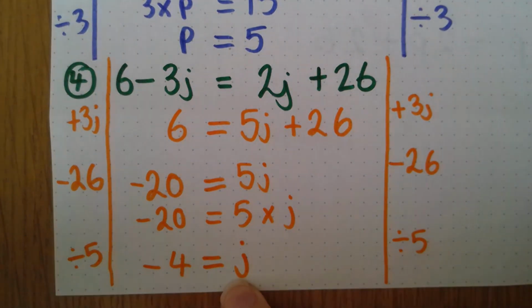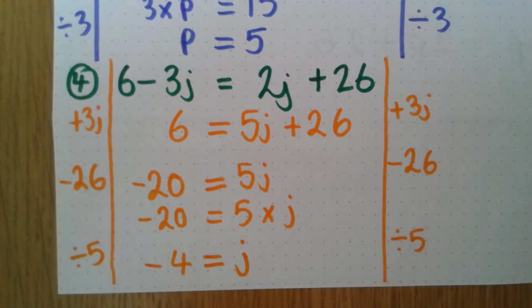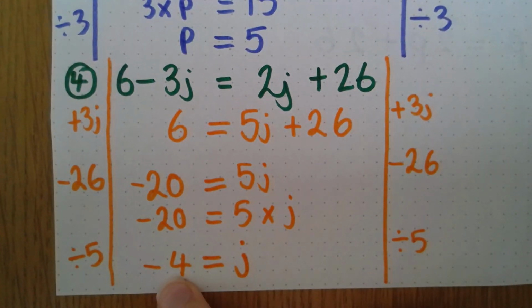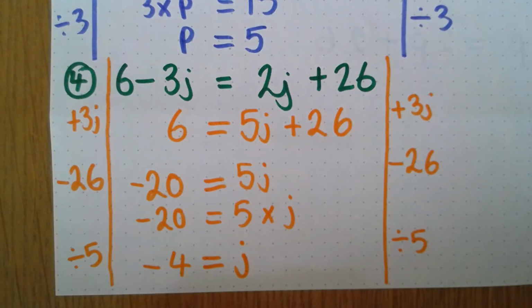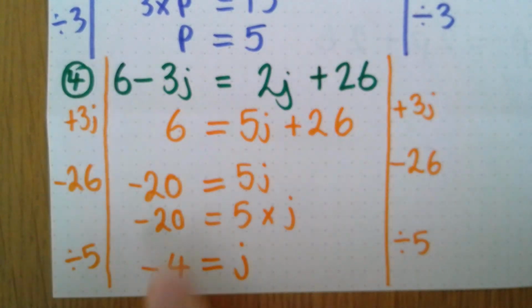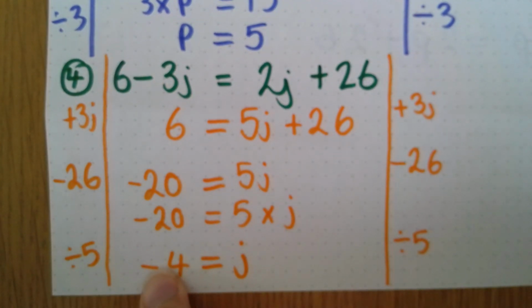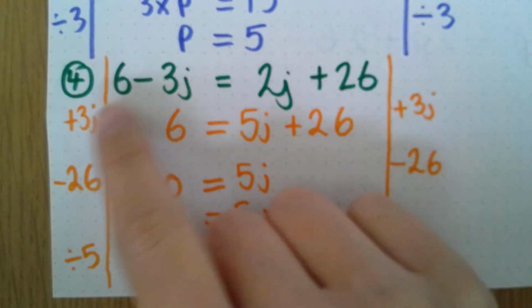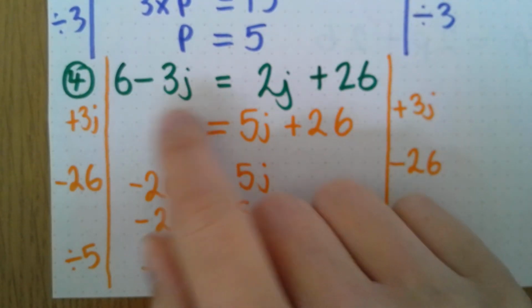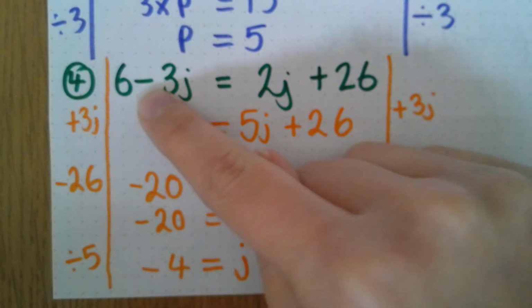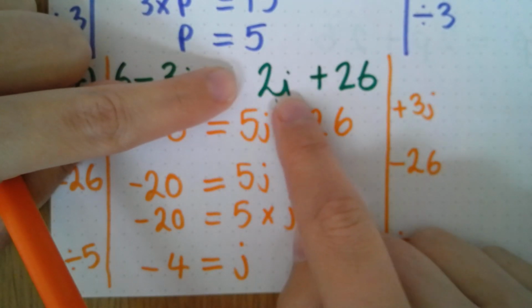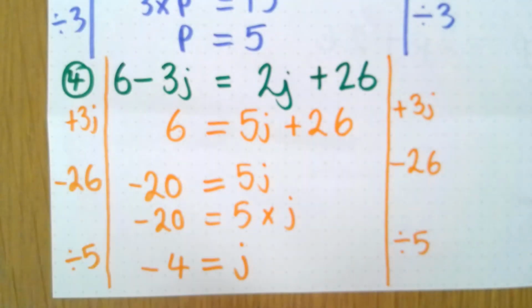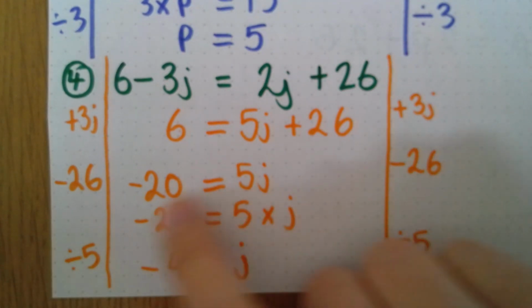Okay, so we've got our letter is equal to a value, so we know we're happy. You can always substitute it back in and make sure that you get the same answer for both sides. So 6 take away 3 lots of negative 4. Well, 3 lots of negative 4 is negative 12. 6 take negative 12 is 18. So that side's 18. And over here, 2 lots of negative 4 is negative 8. Add 26 is also 18. So we know we've got the correct answer.